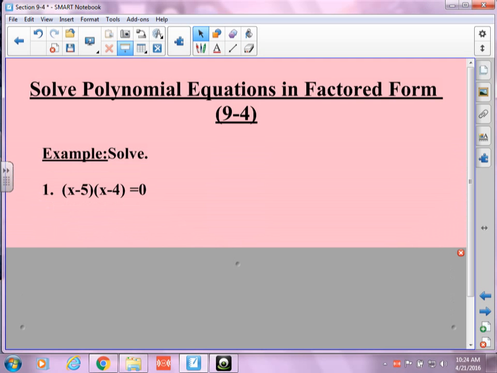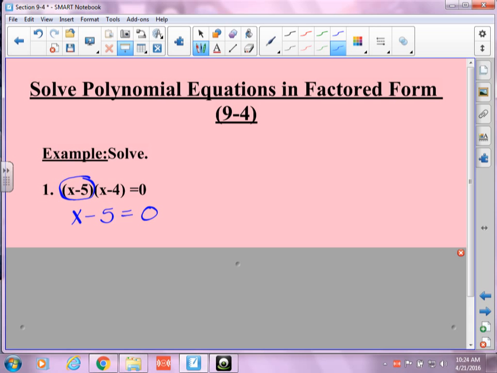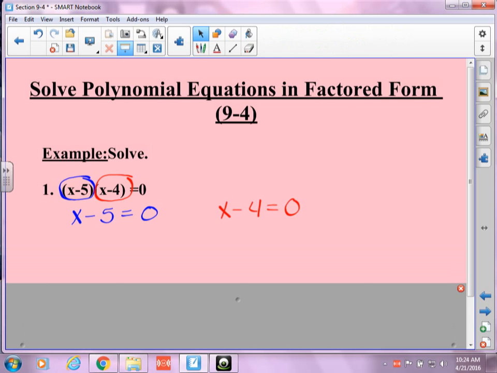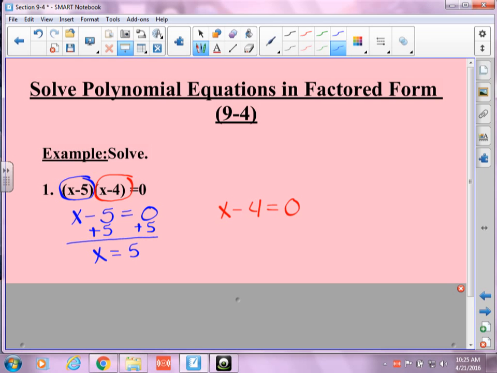Okay. So first of all, it asks you to solve. What you're going to do is this. I'm going to take this first parentheses and set it equal to 0. And then I'm going to take the second parentheses and set that also equal to 0. You're going to see why in just a minute. Okay? So if I solve for x, I'm going to add 5 to both sides. Notice I'm showing my work. And x equals 5.